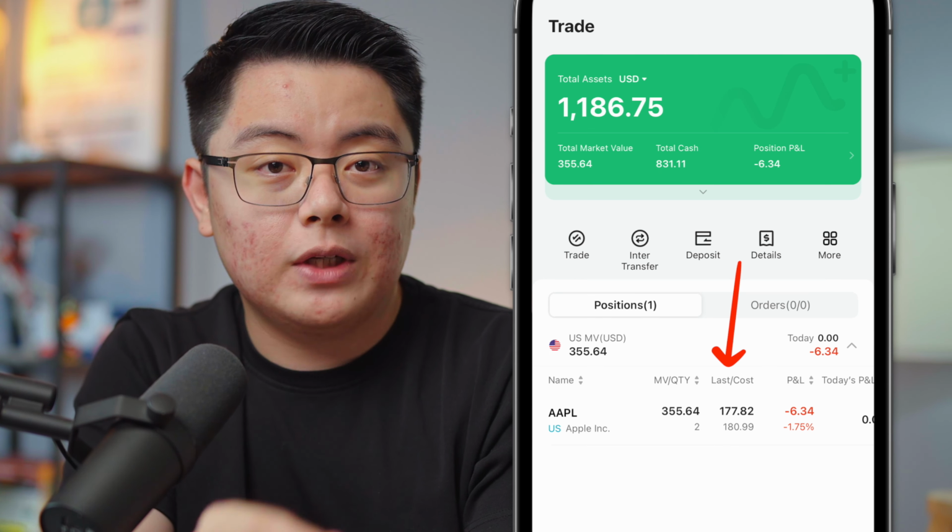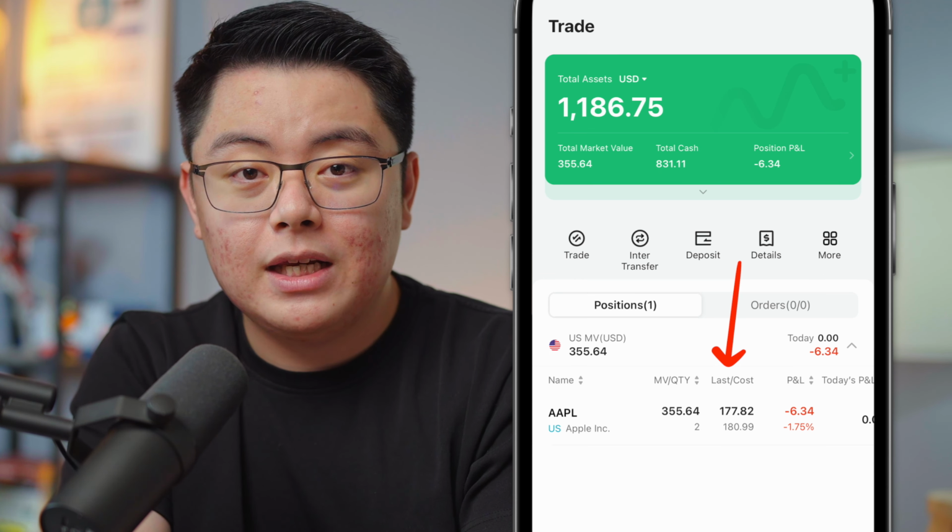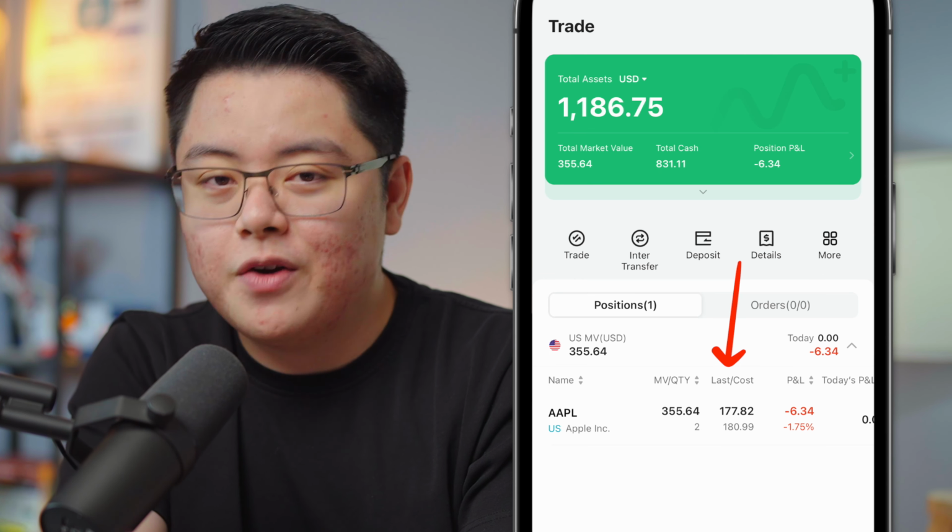And last price refers to the last trading price of the stock, basically its latest share price per unit. Very simple stuff.